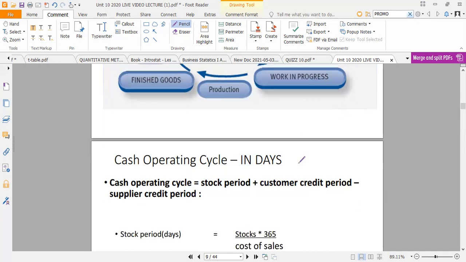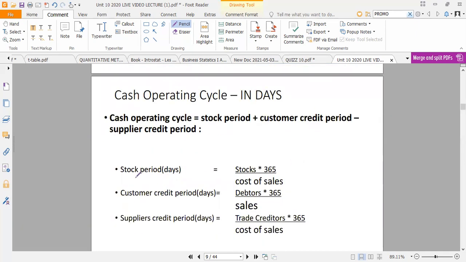creditors. So to calculate that, there's what we call the stock period. The stock period is simply the stocks that we have over the cost of sales times 365, the time in short it takes for us to sell the stock. Then we also have the customer credit period. This is simply the time it takes for us in days to collect our money, the collection period in short. Then we also have the supplier's credit period, which is simply the time it takes for us to pay our suppliers.